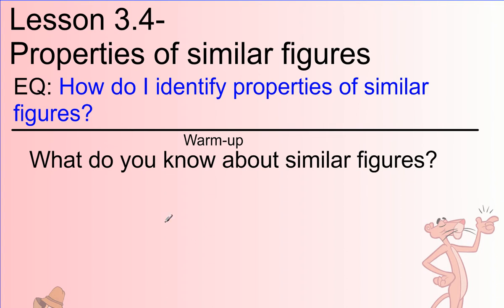So you might have said some things like, well, similar figures come from dilations, which is true. You might have said that similar figures are proportional, which is true. And there's a variety of other things you could have said about similar figures, and we'll probably be talking about some of them in this lesson. So let's jump right in.